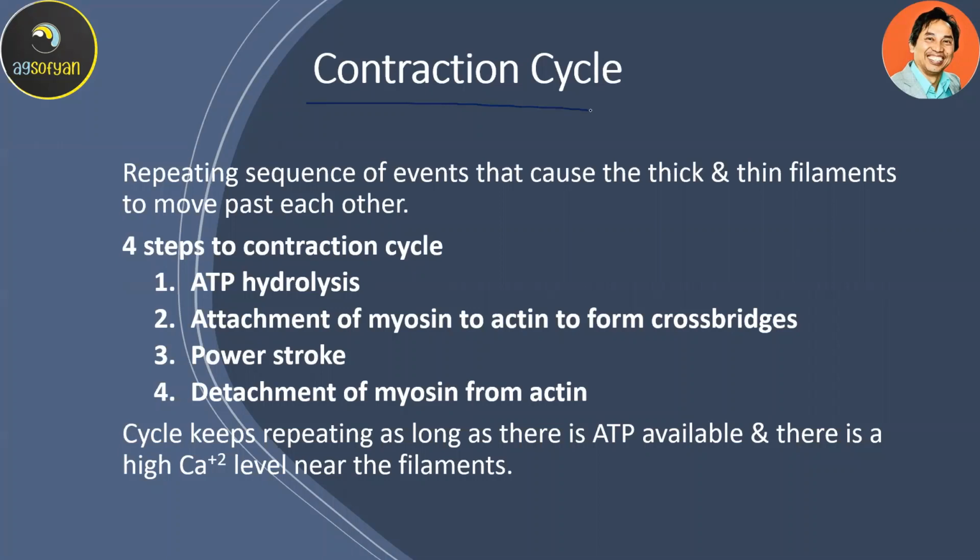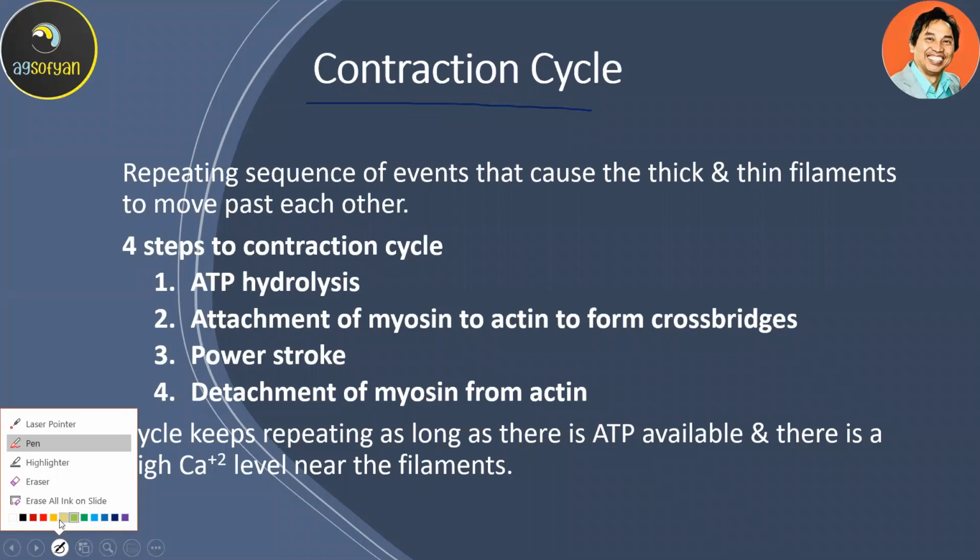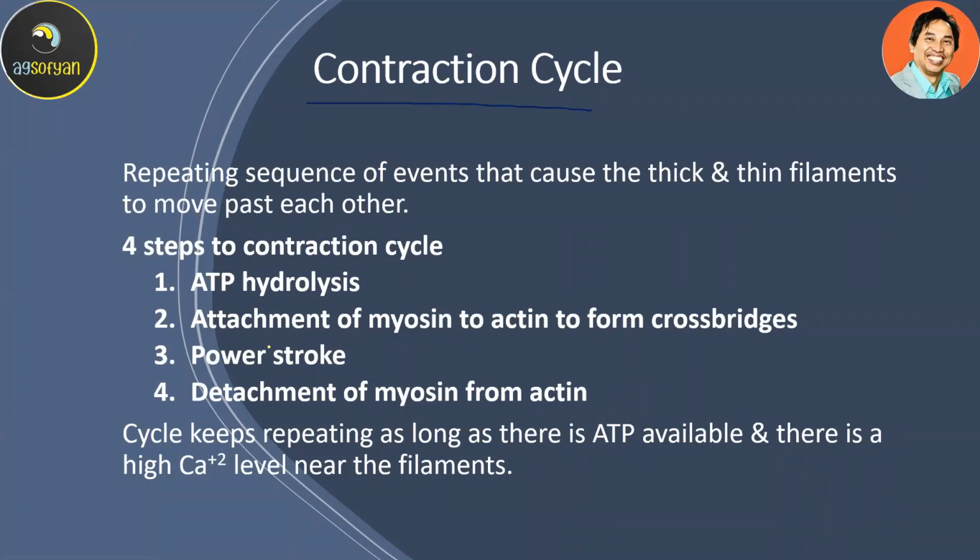Now we go to the contraction cycle. Remember, in order to start contraction, after the myosin head binds to the myosin binding site on the actin, it requires the ATP. So ATP will bind to the myosin head. ATP will be hydrolyzed and cause the myosin head to attach to the actin, making what we call the cross bridge. And then whenever the cross bridge is present, there will be a power stroke, which is the pulling of actin by the myosin.